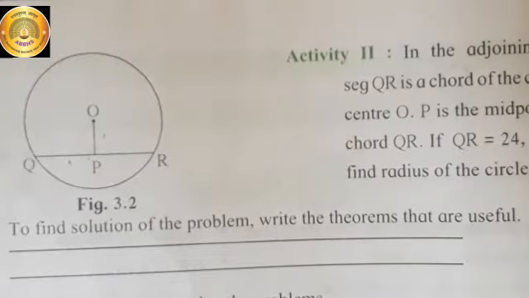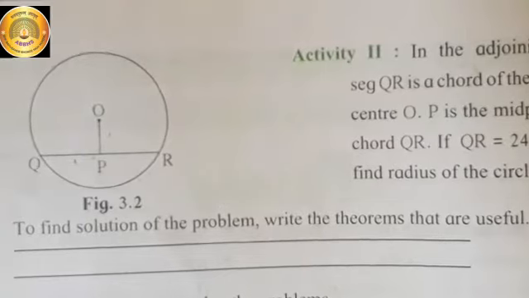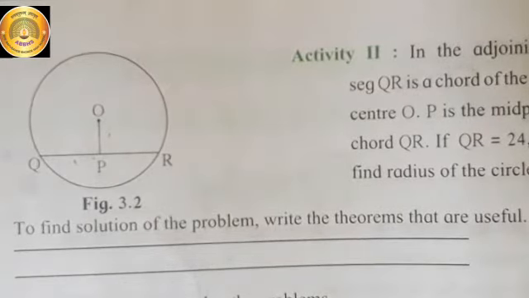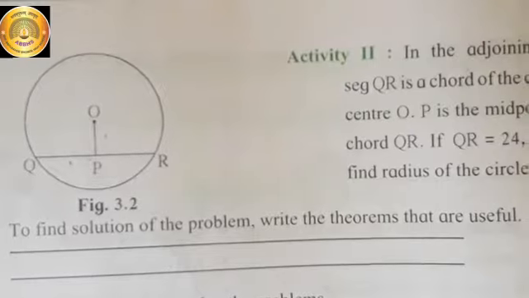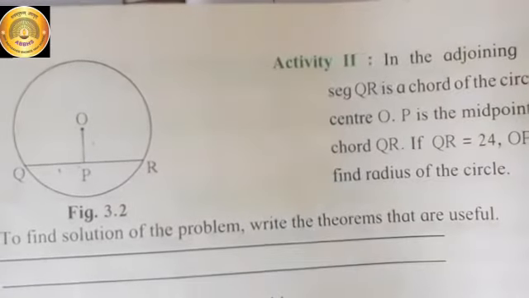So see students, observe figure 3.2. In figure 3.2, O is the center of the circle. We can see chord QR is given, and for point P some information is given in the question. So what information is given? We'll see the question.